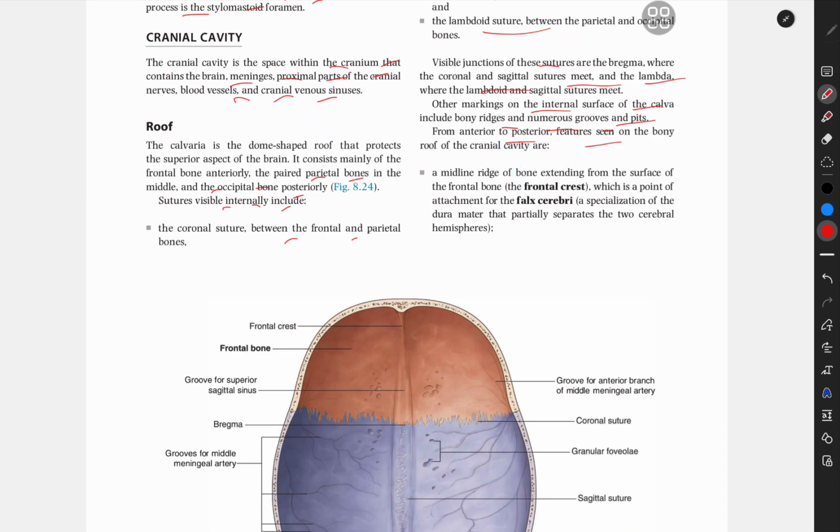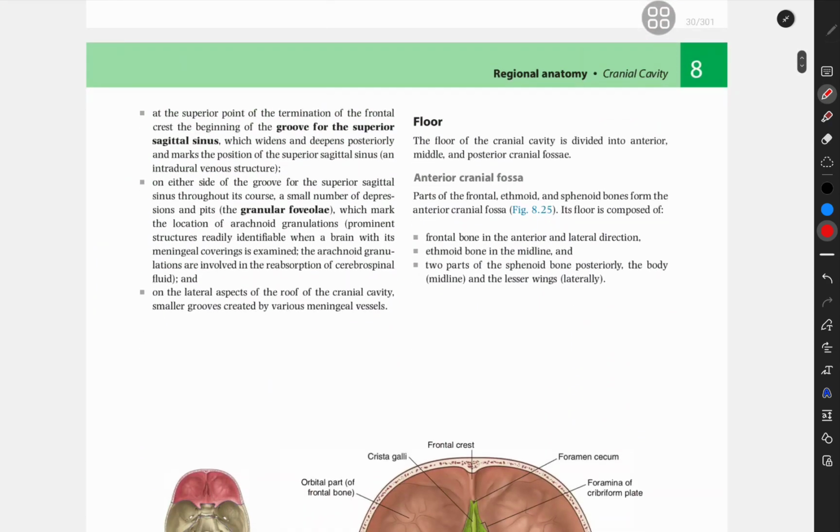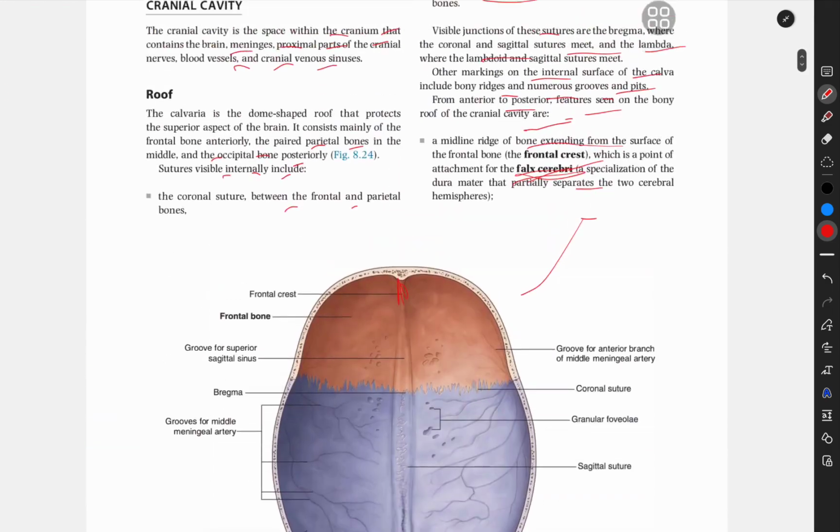From anterior to posterior, features seen in the bony roof of the cranial cavity are the midline ridge of bone extending from the surface of the frontal bone, the frontal crest here, which is the point of attachment for the falx cerebri. We don't need to know this right now. At the superior terminal point of the frontal crest is the beginning of the groove for the superior sagittal sinus, which widens and deepens posteriorly and marks the position of the superior sagittal sinus, an intradural venous structure. Groove for the superior sagittal sinus.